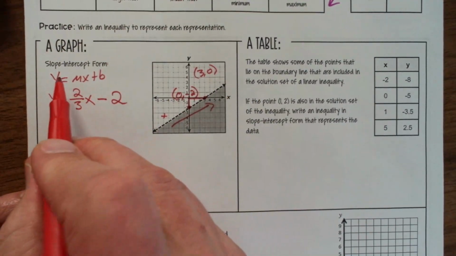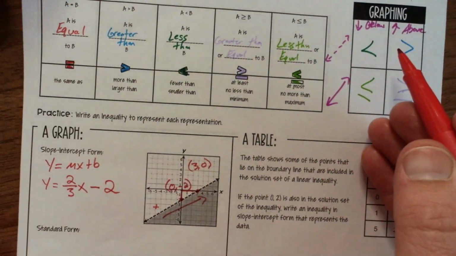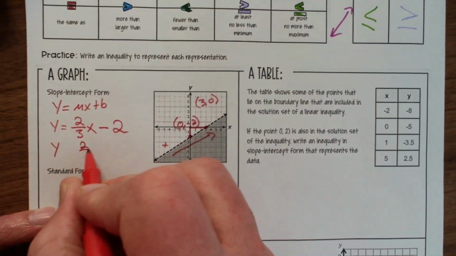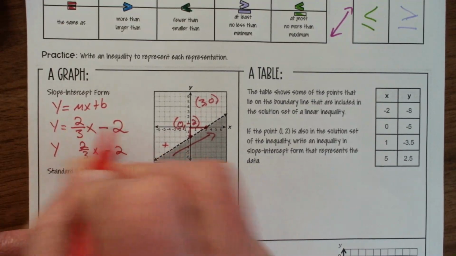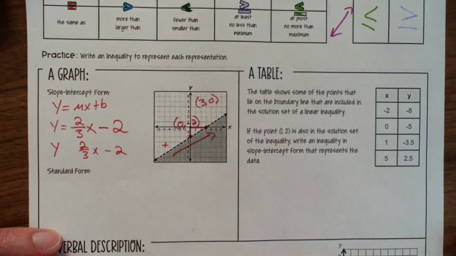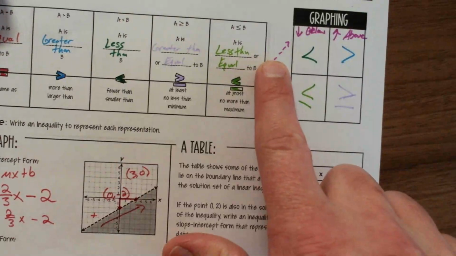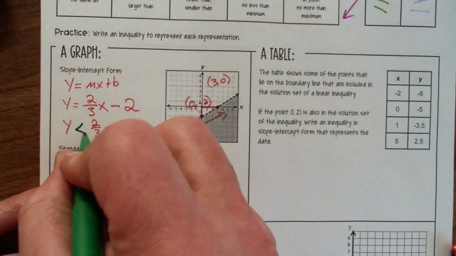So now that I have my slope-intercept form, now I'm going to identify my correct inequality. So y, 2/3 x minus 2, all of those are shared with this. The part that changes is because it's a dashed line and it's shading down. So dashed line, shading down, that is the less than symbol.